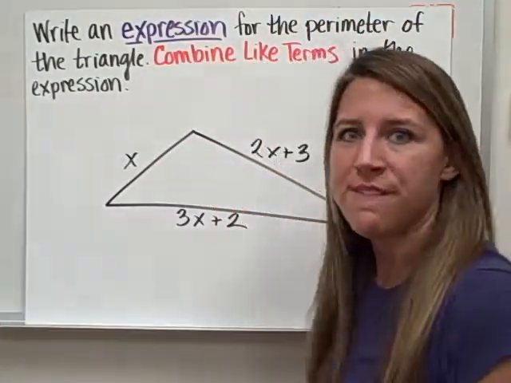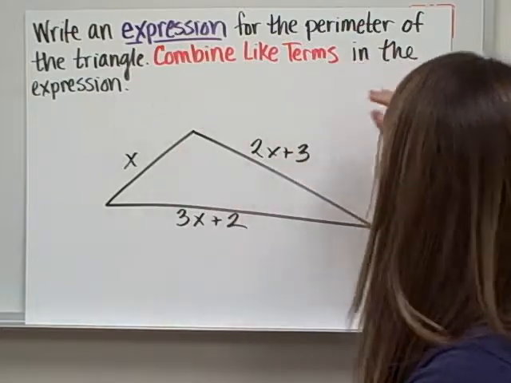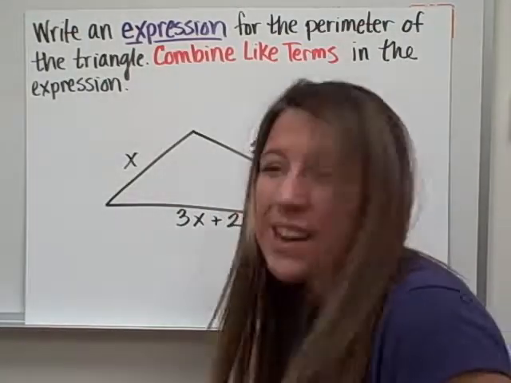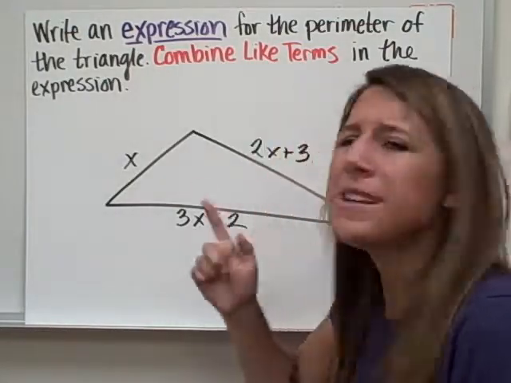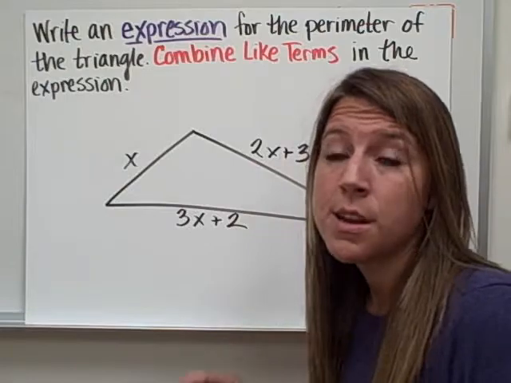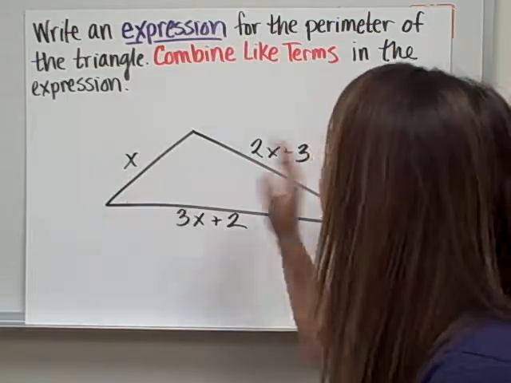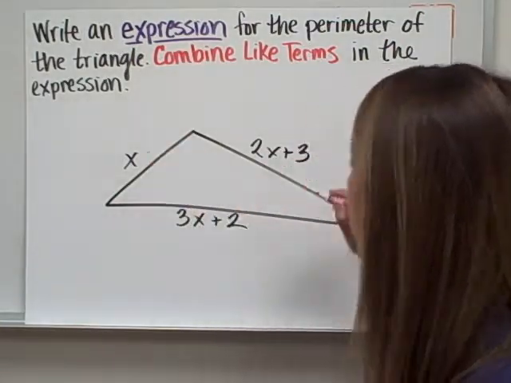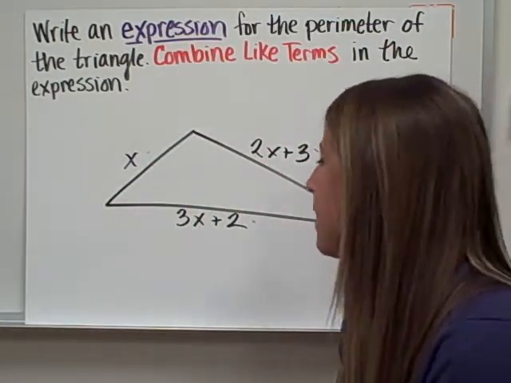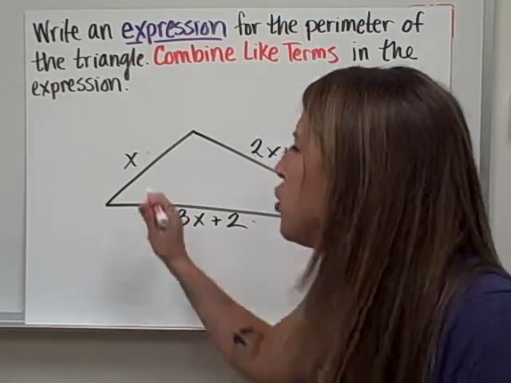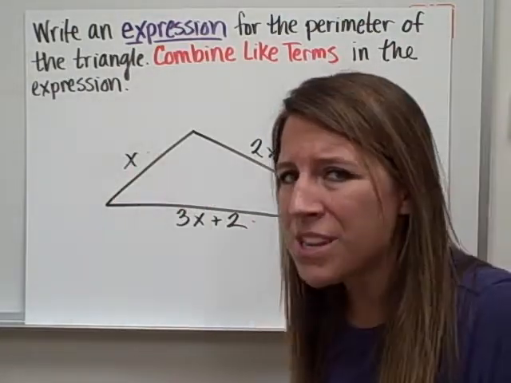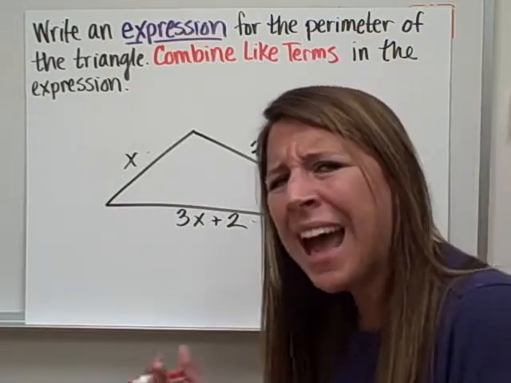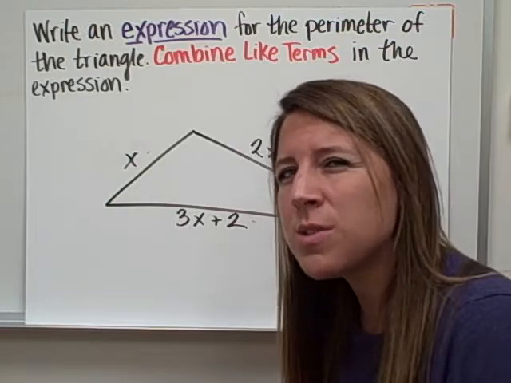Lastly, this is one of my favorite things. Write an expression for the perimeter of the triangle, and then combine like terms in the expression. Well, if you're finding perimeter of something, what you're doing is you're adding up all of the sides. Okay? So in this case, I'm finding the perimeter of the triangle. I want to add this side plus this side plus this side. And I don't know specific numbers for them, but I do know that they're represented by expressions, algebraic expressions. So if I'm asked to find the perimeter, I know how to combine terms and expressions now, so that's what I'm going to try to do.